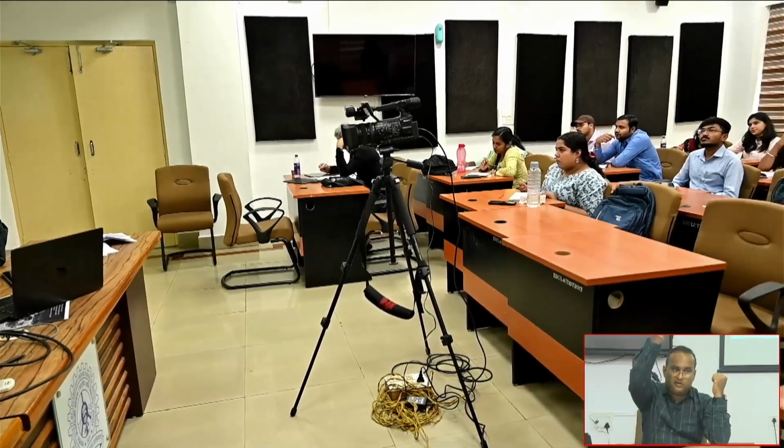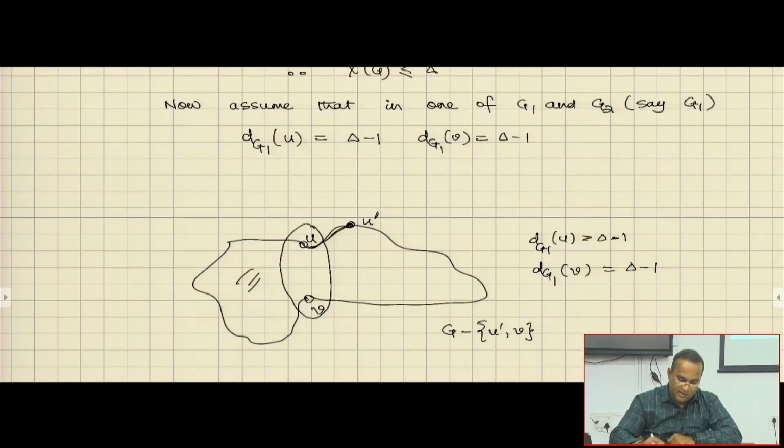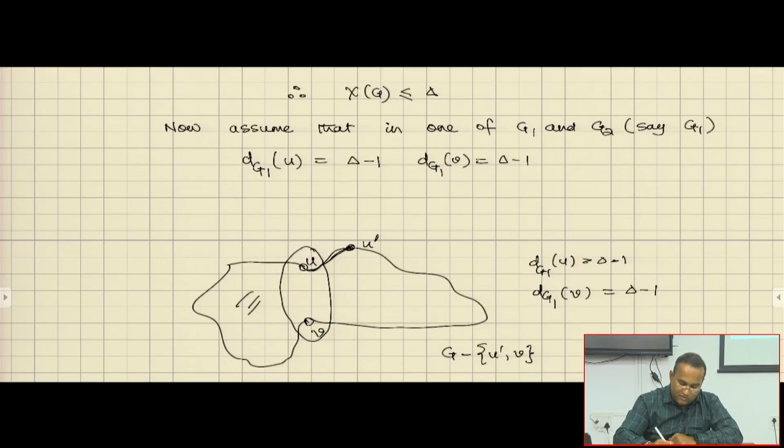This is again disconnected. U dash V is also a 2 cut, because this is the neighbor, right? This is U and V. After deleting this U and V, if you delete this U and V, what will happen? The graph was disconnected. Similarly, if you delete this thing also, U dash and V, then also the graph will be disconnected, right?